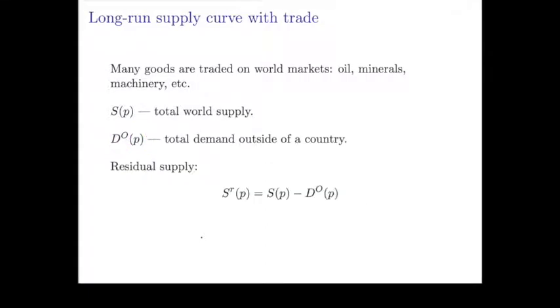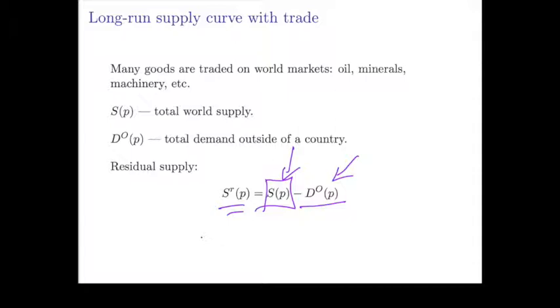The residual supply for Canadian consumers is very similar to the idea of residual demand that we defined earlier, which is the total supply minus the demand from everybody else. So the idea here is what is left over for Canadian consumers given world supply and what other consumers are demanding.